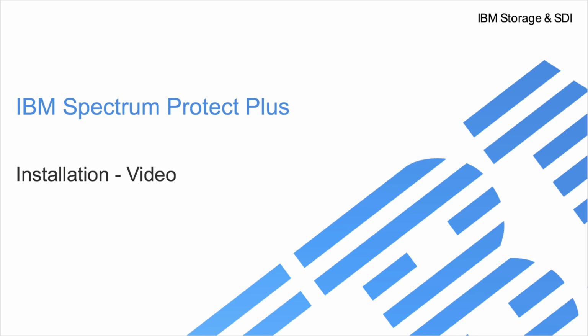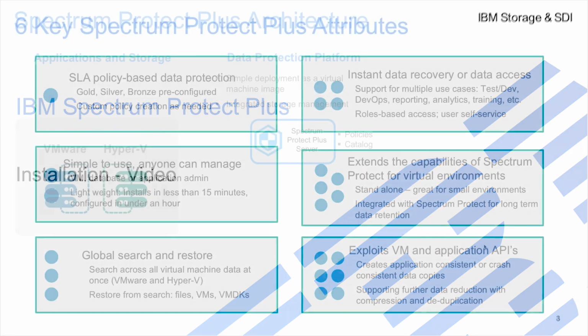So if you need to integrate Spectrum Protect Plus with the Spectrum Protect environment for long-term archival needs, then yes, it can. They both can work together in your data center.